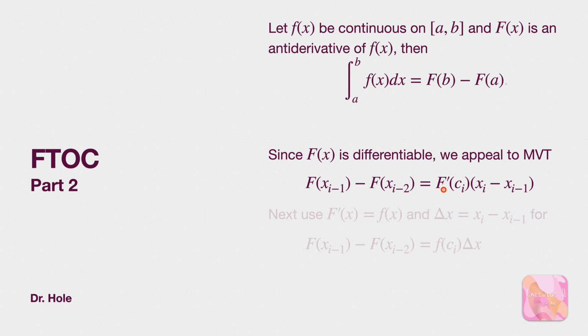So capital F prime is exactly little f, as capital F is an antiderivative. And then the partition that we took is a regular partition, so the difference between any two consecutive points in the partition is delta x. So for capital F prime, we swap it out with little f, and for the difference of the partition points, we swap that out with delta x. Good.